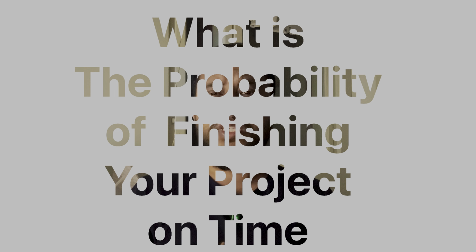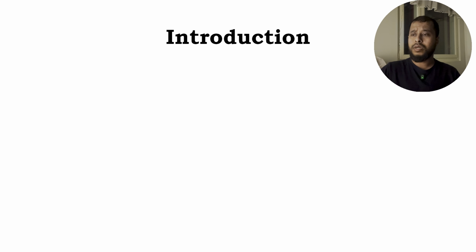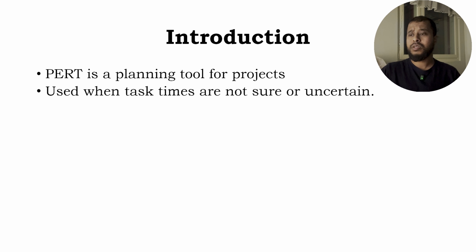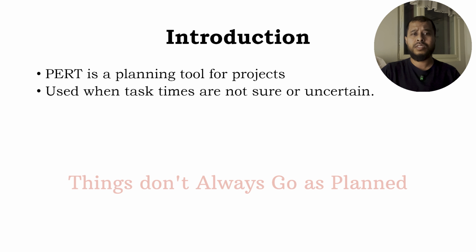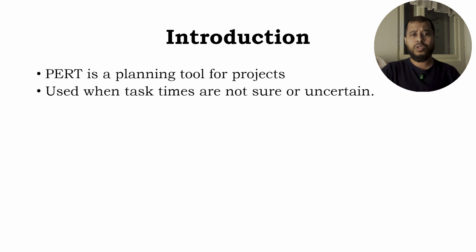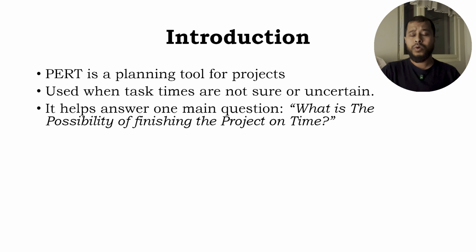By the end, you will understand how PERT can help you answer that crucial question: what is the probability of finishing your project on time? First of all, what exactly is PERT? PERT is a planning tool and scheduling technique designed specifically for projects where task durations are uncertain. Unlike traditional methods that assume fixed times, PERT embraces the reality that things don't always go as planned. It uses probabilistic estimates to give you a realistic view of your project's timeline.